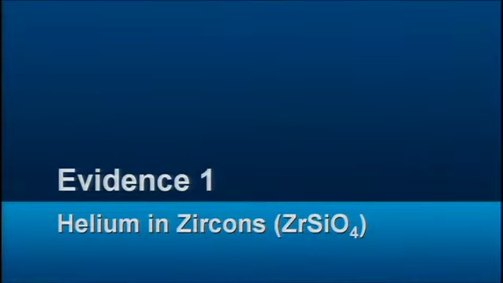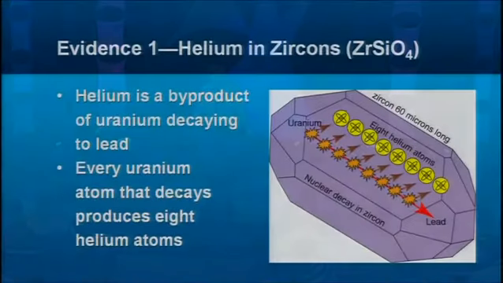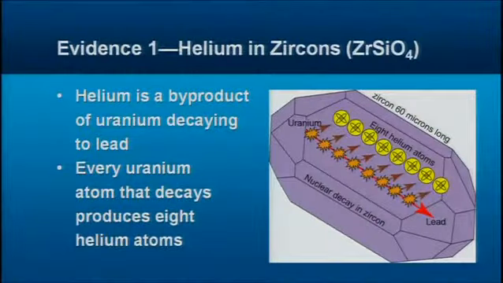Number 1, helium in zircons. Zirconium silicate is a little mineral called zircon, and these zircon grains contain uranium. They're highly radioactive. And as the uranium decays, a byproduct of that decay is helium. So every uranium atom that decays actually produces 8 helium atoms as a byproduct.